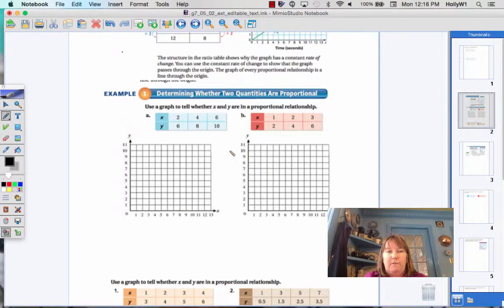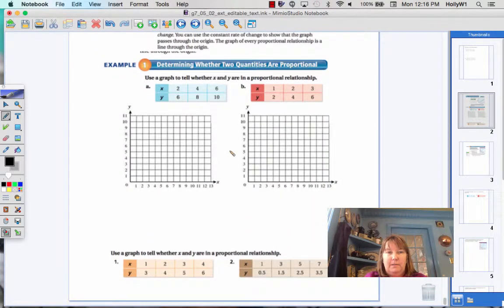So let's try graphing some on our own. So let's start with this one over here, where x is 2 and y is 6. We'll see how this works with my pen. So here's the first point. Second point is 4, 8. Where's 4? There it is. 4, 8. And the third point is 6 and 10.